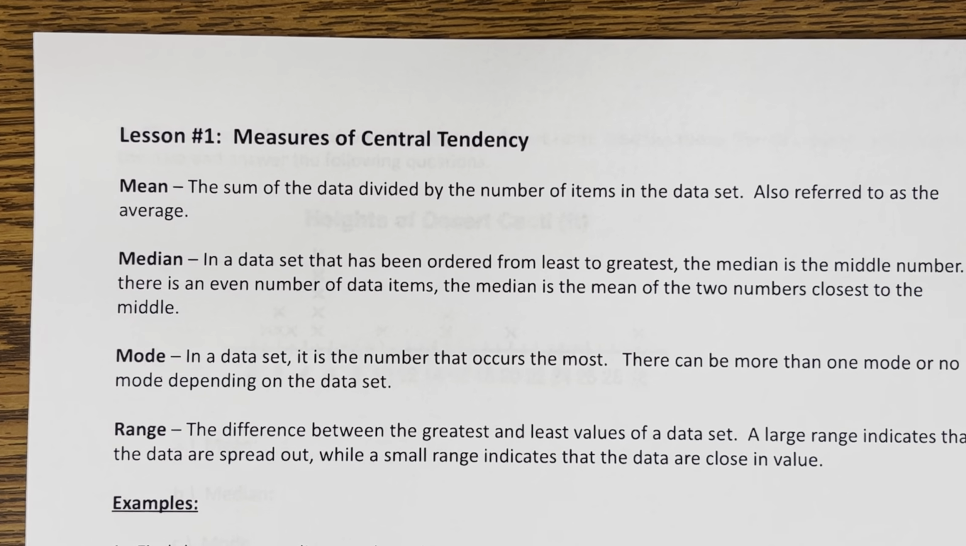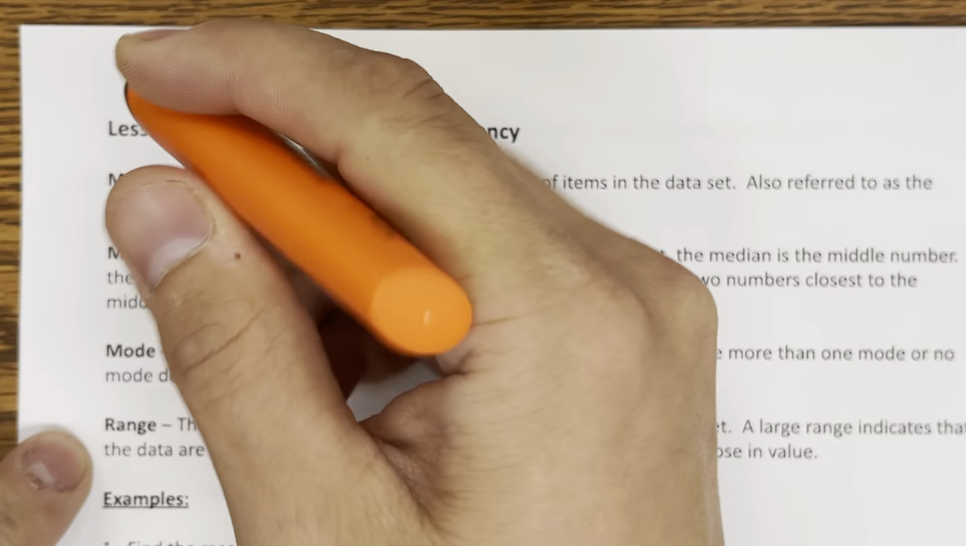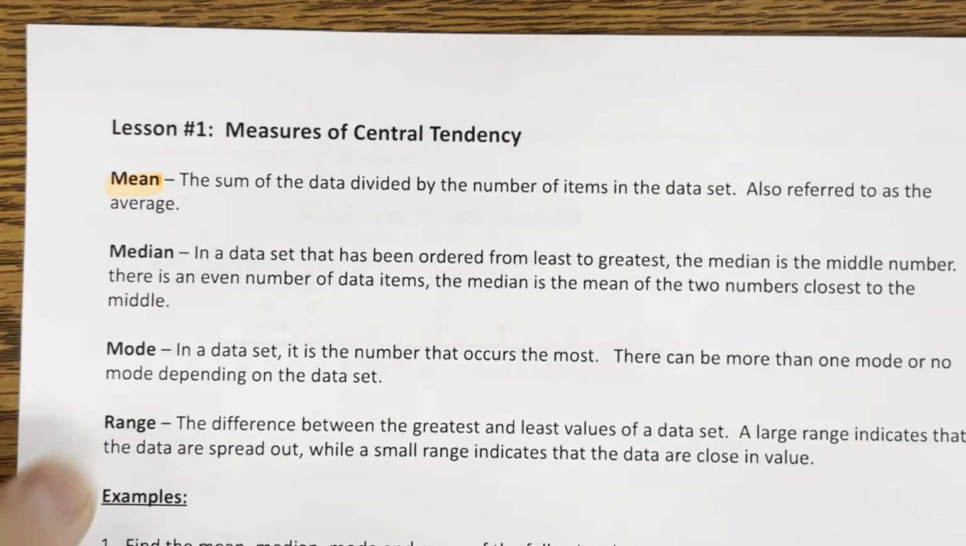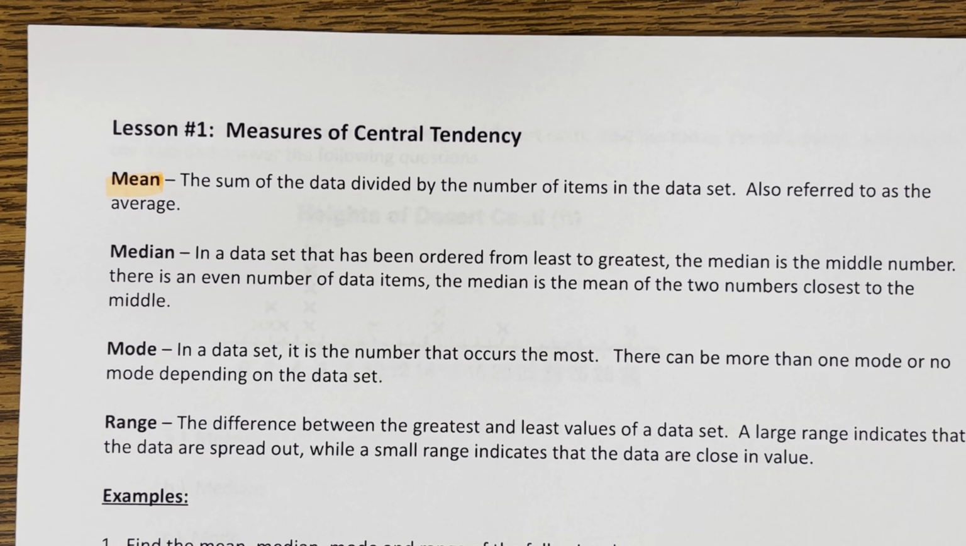And the first one is the mean. And the mean is the sum of the data divided by the number of items in the data set, also referred to as the average. So for us to find the mean, we have to add them all up and divide by how many that there are.